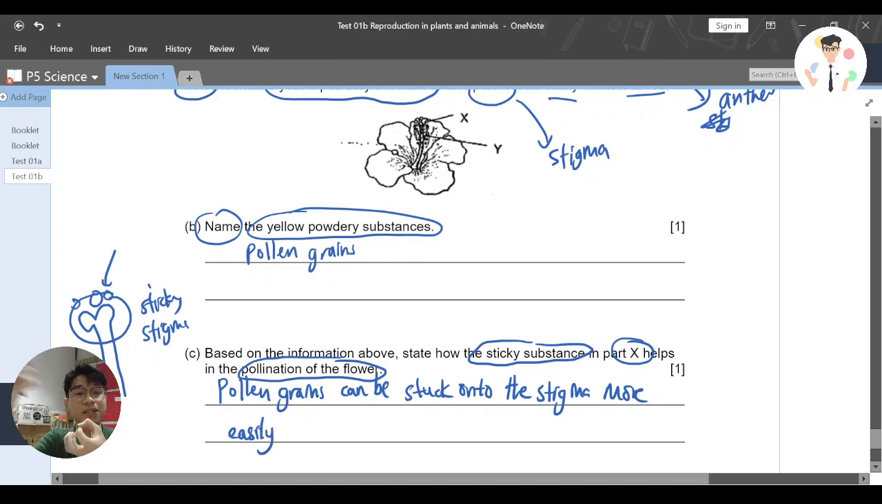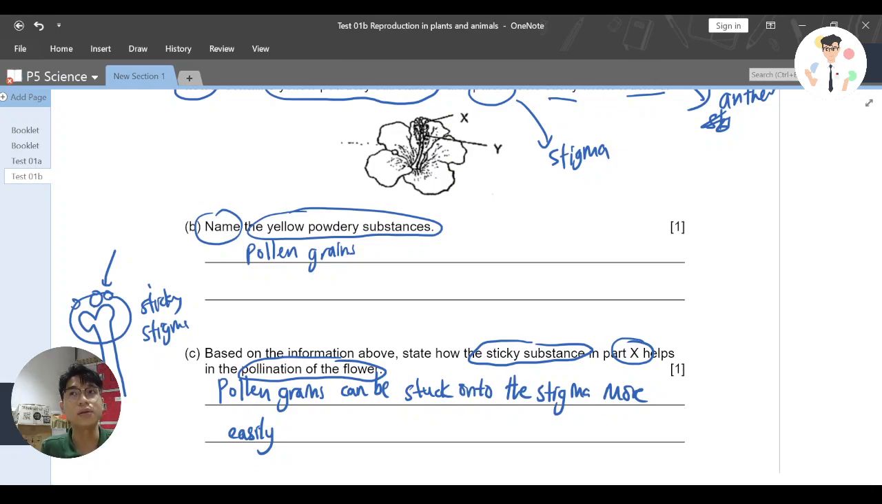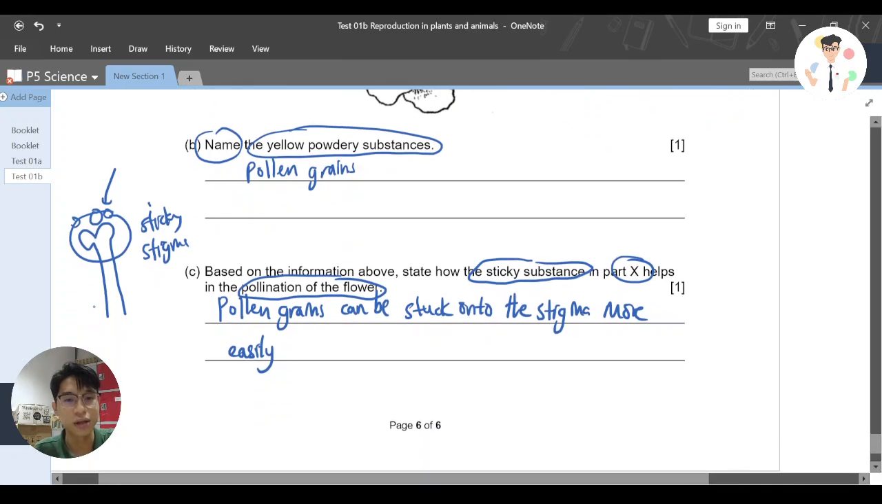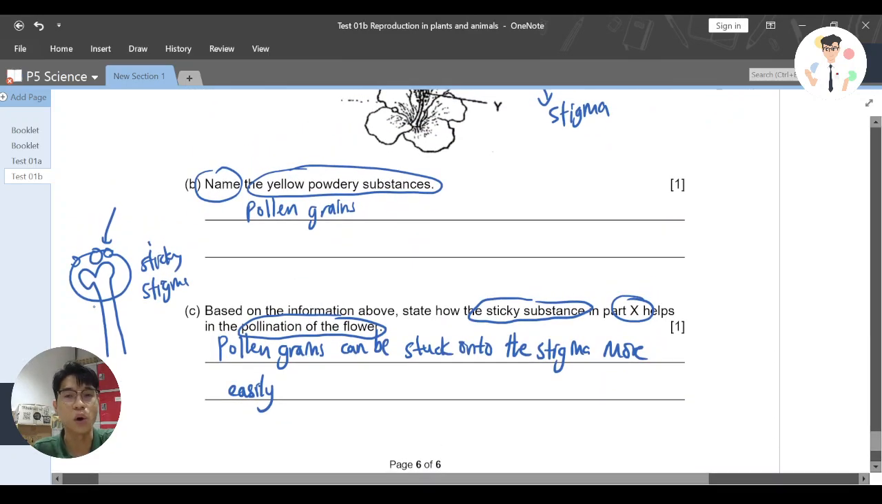Again, why? Because it's sticky, so it's easy to catch or stick to it. If it's not sticky, then it's hard, right? Then the chances of pollination or fertilization will be lower. When it's lower, then the flower cannot produce fruit. And again, that's affecting the whole thing. Okay. And that's all for our whole test discussion.